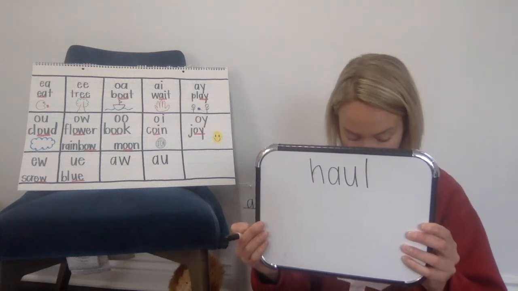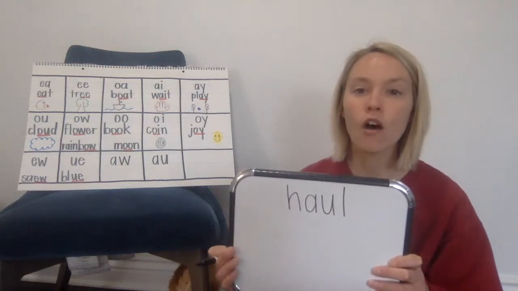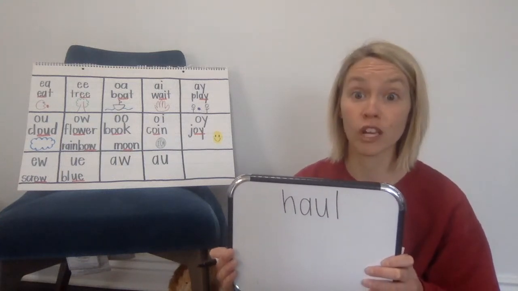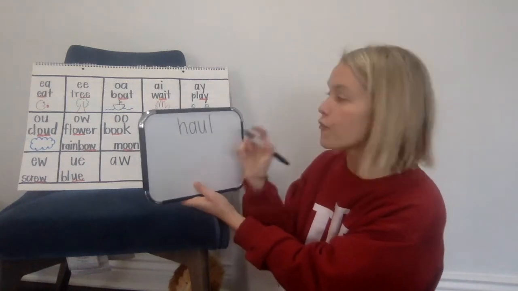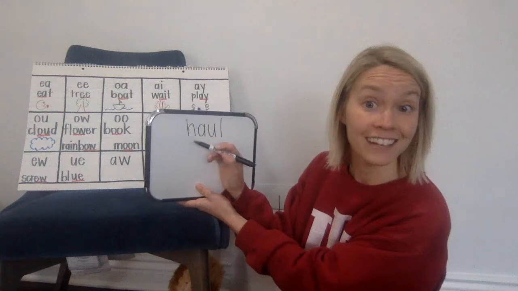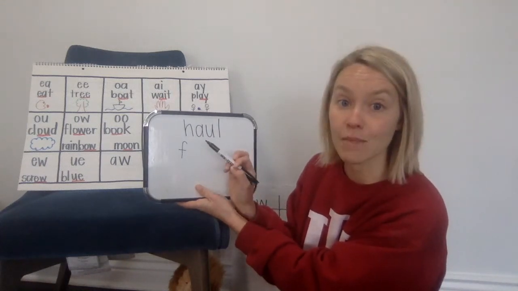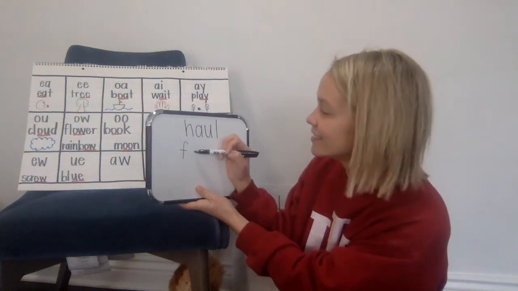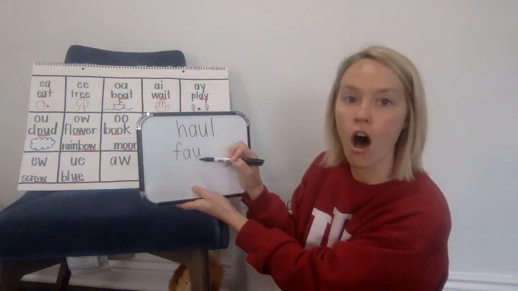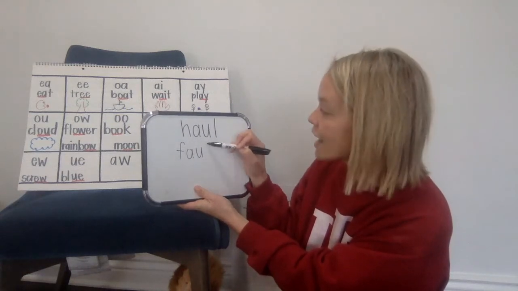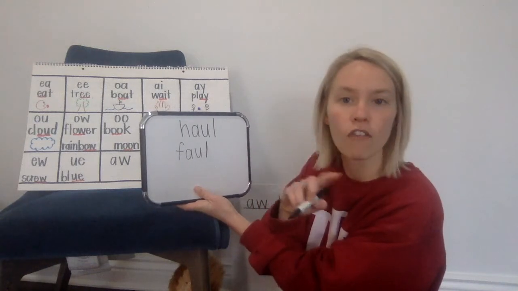Okay, now what we're going to do is we're going to take haul and we are going to turn it into the word fault. That's a really tricky word. Okay, so I'm going to do this one with you. What letter is that? Write it. Aw. I'm going to keep the A-U. All. I still need that L from haul, but then now I heard t, fault.